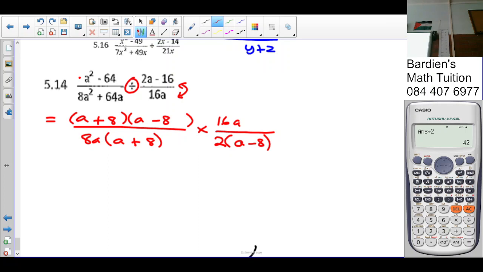Okay. Any confusion here? So we got a plus 8 cancels a plus 8. A minus 8 cancels a minus 8. A cancels a. 8 goes into 8 once, 8 goes into 16 twice. That 2 cancels it. Leaves you again with 1. Alright? You all understand? The last one.